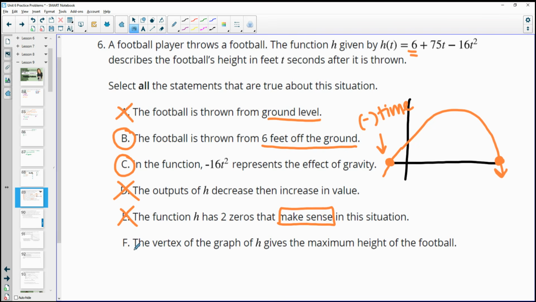And then it says in F that the vertex of the graph gives the maximum height of the football. So here would be your vertex. And if you went over to here, it would in fact give you the maximum height. That would be your h value. So you'd have some time when it would happen, and then this output, h of t, would be your maximum height.